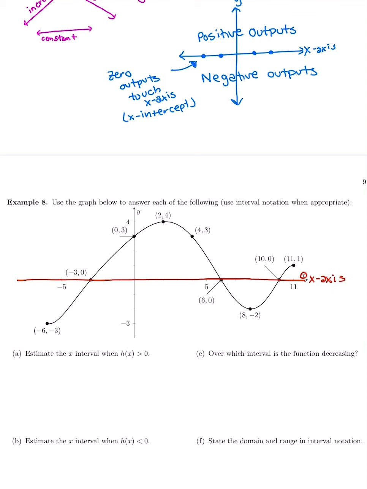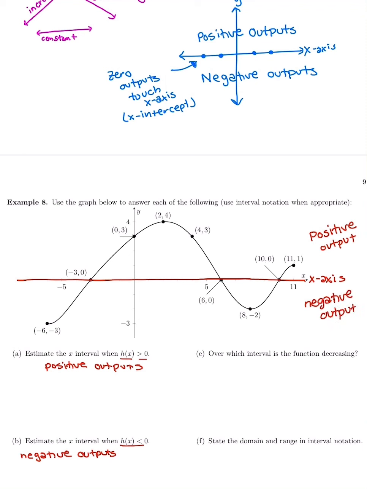This is our x-axis. So the first part of this says figure out where are the outputs bigger than 0. So these are the positive outputs. And where is the output less than 0? So where are the negative outputs? So I'm going to label the graph. Anything above the x-axis is a positive output. Anything below the x-axis is a negative output.